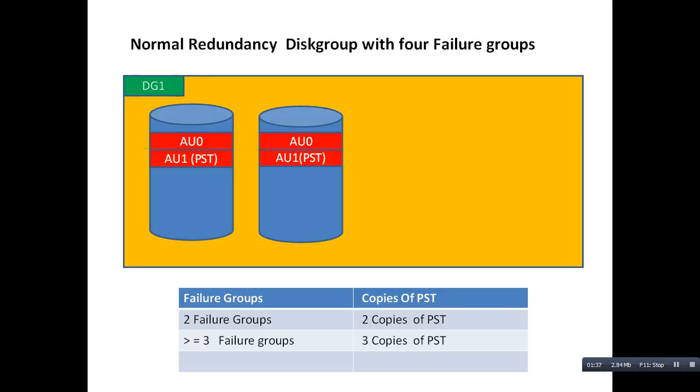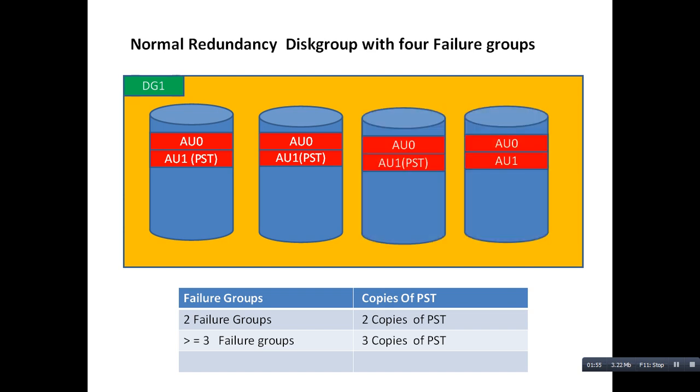Now let's go to the normal redundancy disk group. In a normal redundancy disk group with two failure groups, two copies of the PST are maintained in allocation unit 1. If we have 3 or more failure groups in a normal redundancy disk group, then we will have 3 copies of the PST maintained. In this slide, we can see that we have 4 failure groups that are part of the disk group 1, but we have only 3 copies of the PST maintained in the first 3 disks. If you look at the slide, for the last disk, AU1 is reserved for storing the PST, but it doesn't have the PST information.